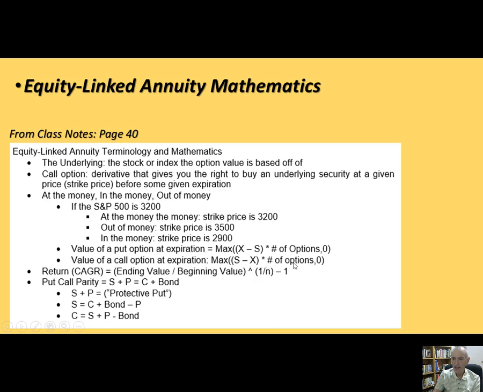That's the one other thing we have to add. Remember, in the MetLife example, I only had one option. In this particular math example, you will have multiple options. So the max of that and 0. So right now, if it's 3,200 and 3,200 or 3,200 and 3,500, then your intrinsic value is 0, because the stock price is either equal to or less than the strike price.